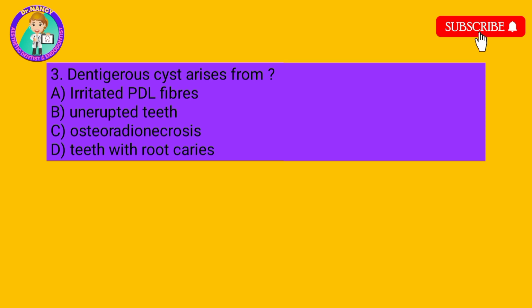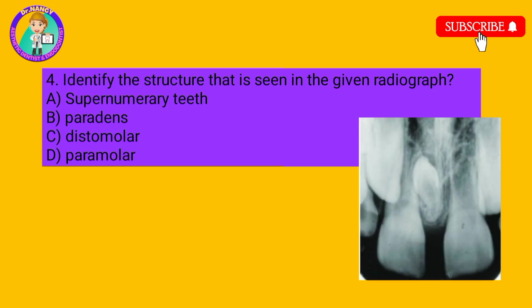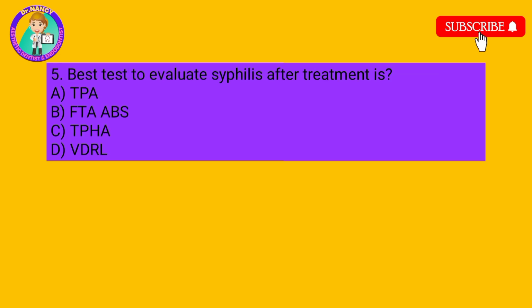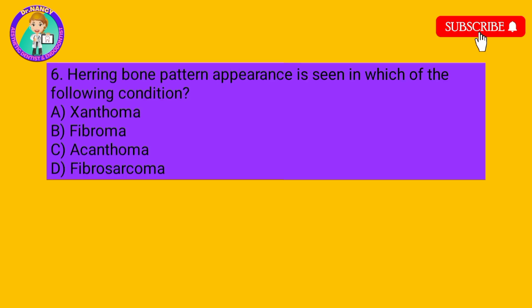Dentigerous cyst arises from irritated pedial fibers, unerupted teeth, osteoradionecrosis, teeth with root caries. Answer: unerupted teeth. Identify the structure that is seen in the given radiograph. Supernumerary teeth, paradens, distomolar, paramolar. Answer: supernumerary teeth, that is mesiodens. Best test to evaluate syphilis after treatment is TPA, FTA-ABS, TPHA, VDRL. Answer: VDRL. Herringbone pattern appearance is seen in which of the following conditions? Xanthoma, fibroma, acanthoma, fibrosarcoma. Answer: fibrosarcoma.